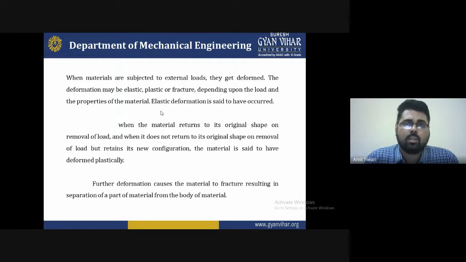So in the metal forming process, basically the use of metal forming is to increase the mechanical properties and reduce the impurities. And how do we increase the mechanical properties? It will be discussed in this unit, that is unit 3, metal forming processes.